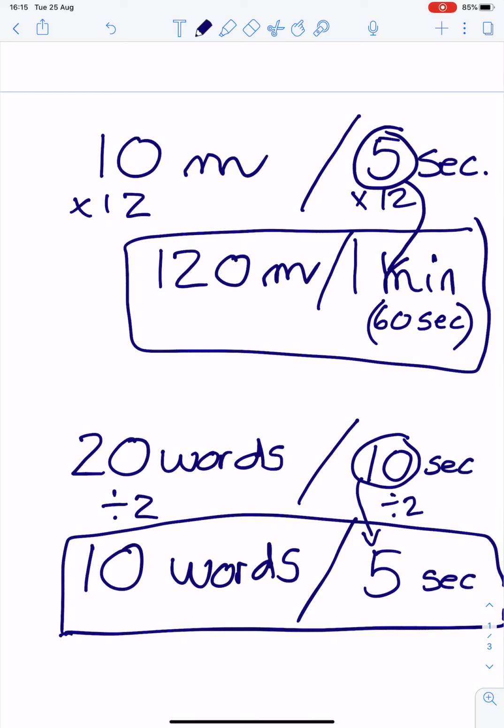Now, there will also be a worksheet that you can download, and there will be some questions on ratio and some questions on rate.